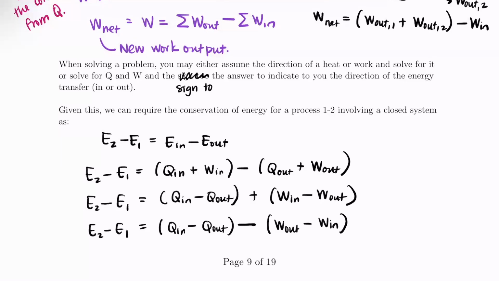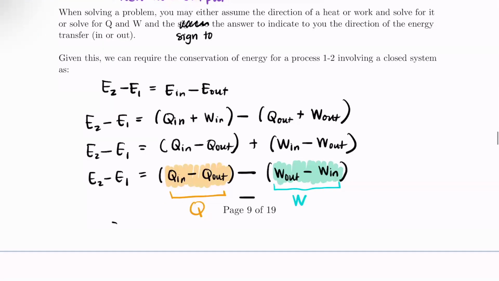All right, and so what we have here is our Q in minus Q out. That is our net Q. And then minus W out minus W in, which is our net work. All right, so we end up with E2 minus E1 is equal to Q minus W.